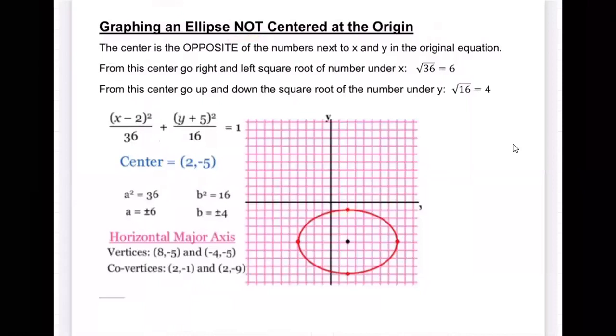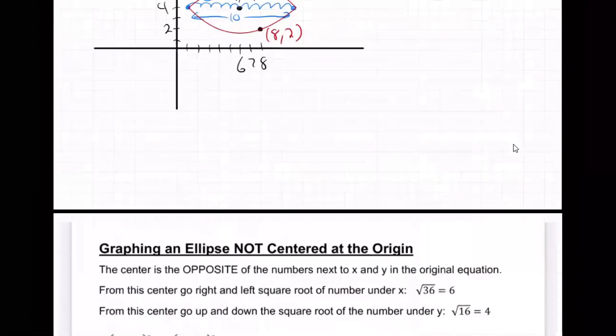How do we do it? Well, the center is the opposite of the numbers next to x and y in the original equation, right? So when you have, like, -2, the center becomes +2. See this? -2, +2, and +5, -5. See how they just go opposite, opposite? Remember that? So the center is the opposite of the numbers next to x and y in the original equation.